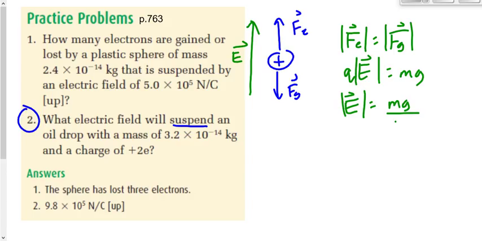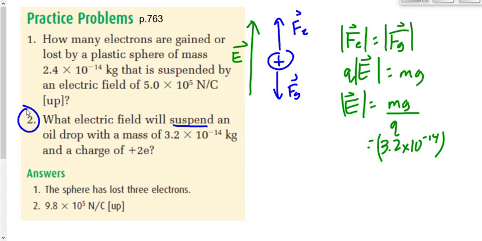So it's mg over Q. The mass here is 3.2 times 10 to the minus 14. Do not use the mass of an electron here. When we're doing the cathode ray tube, we do use the mass of an electron because that's what we've got. Cathode rays are beams of electrons.